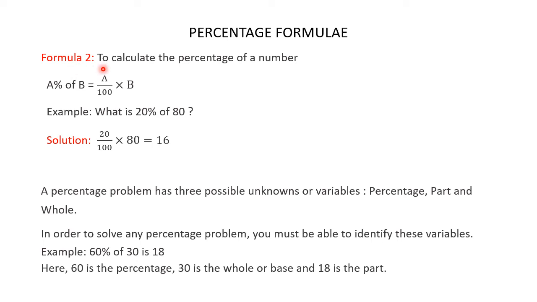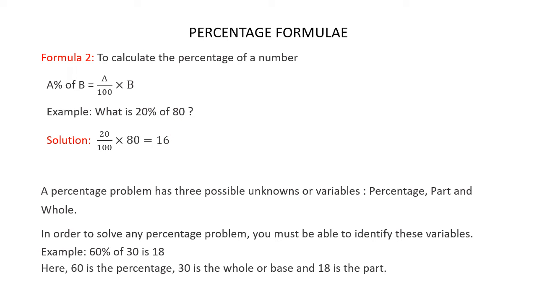Formula 2 is used to calculate the percentage of a number. So to find out A% of B, use the formula A divided by 100 multiplied by B. For example, what is 20% of 80? To find this out, divide 20 by 100 and multiply with 80. Now here all the zeros get cancelled and 8 into 2 is 16. So 20% of 80 is 16.